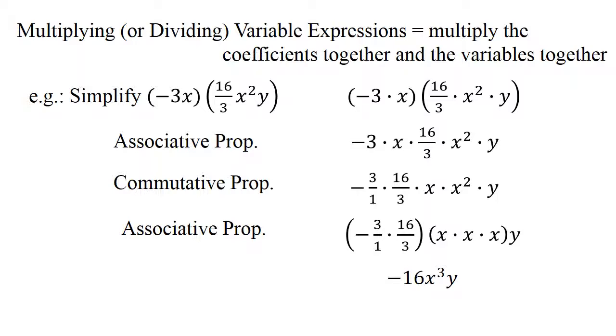That's, again, a lot more work than you need to show. But if I look at the original problem, if you take -3 times 16/3, you're going to get -16. And if you take x times x squared, you're going to get x to the third and then times y. Since all we're doing is multiplying, just put everybody together.